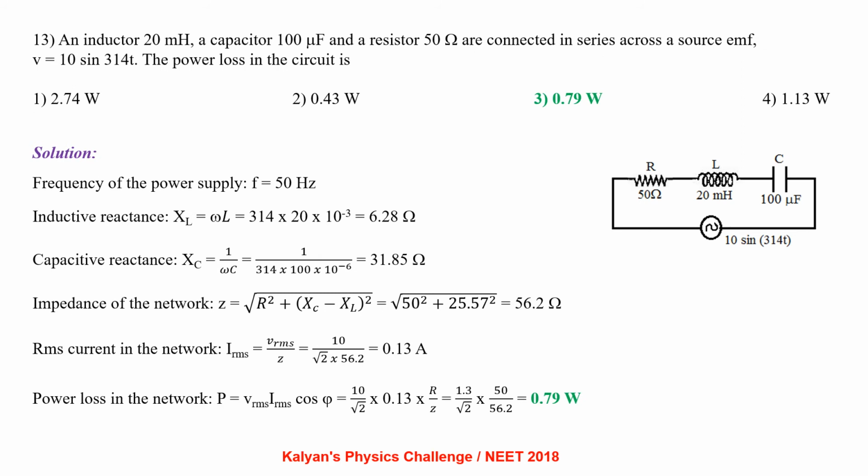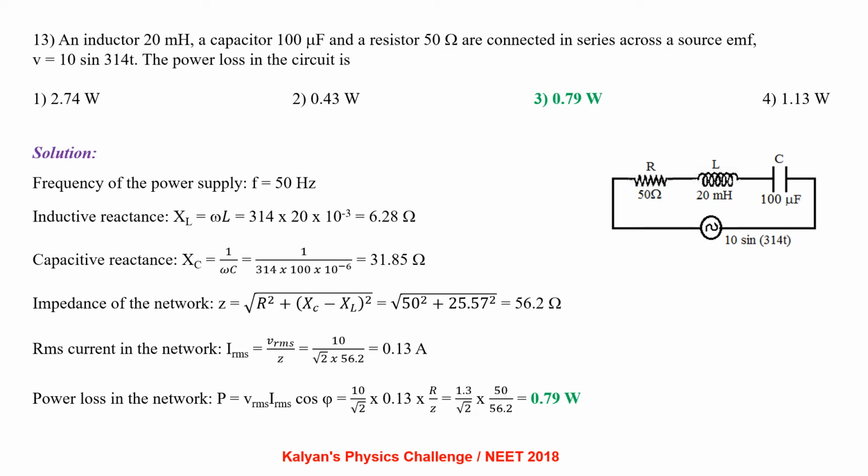An inductor 20 millihenry, a capacitor 100 microfarad and a resistor 50 ohm are connected in series across a source of EMF V equal to 10 sin 314t. The power loss in the circuit is. Frequency of the supply is 50 Hz.